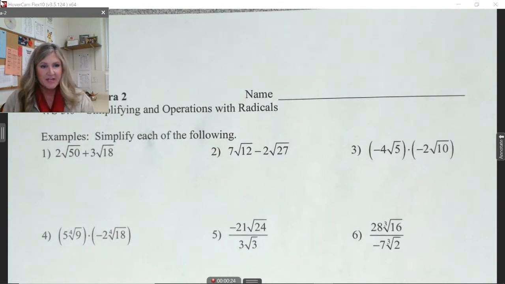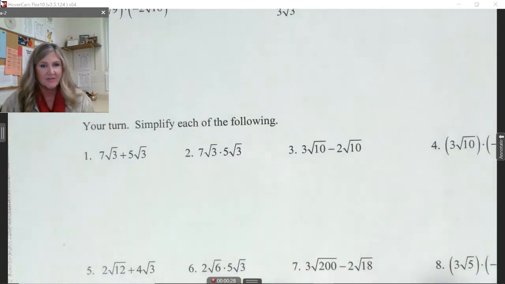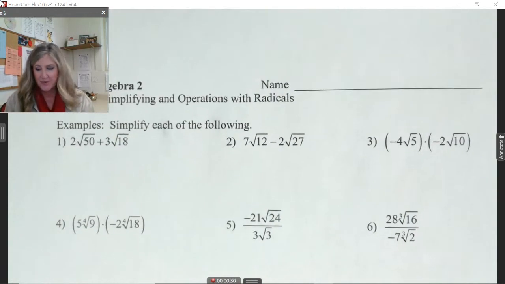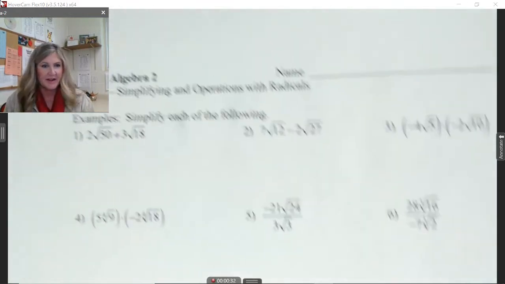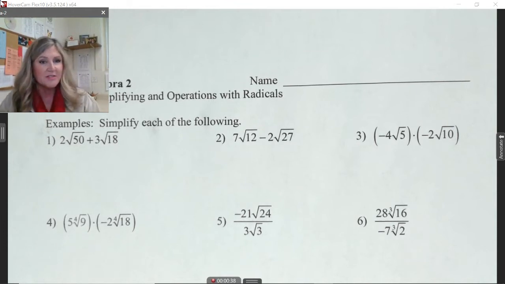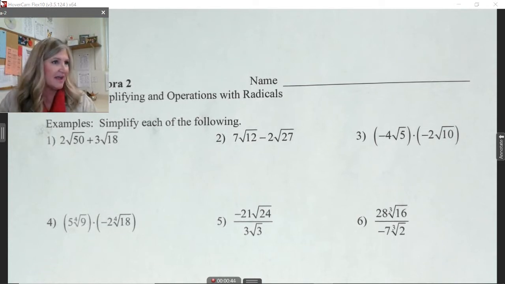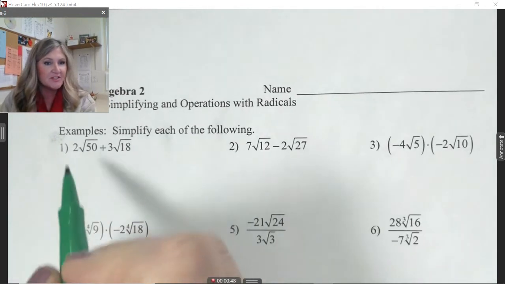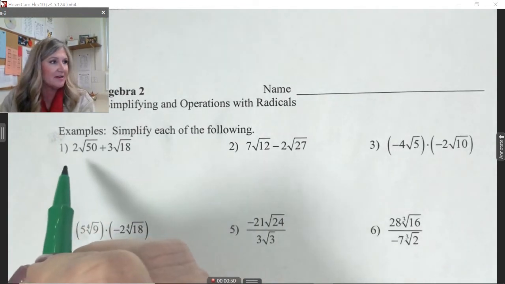So on the worksheet we have the examples up at the top, and then down here at the bottom we've got some that you are going to try on your own. There's some on the front and some on the back. So I know that in some of your Algebra 1 classes you guys learned about simplifying radicals, but other people did not. So it's probably about 50-50 based on the feedback I got from my other class. So I want to make sure you understand how to first of all simplify radicals.